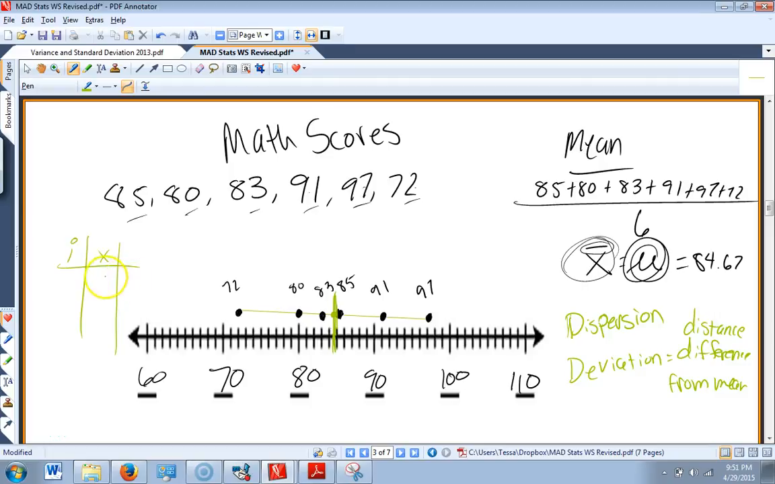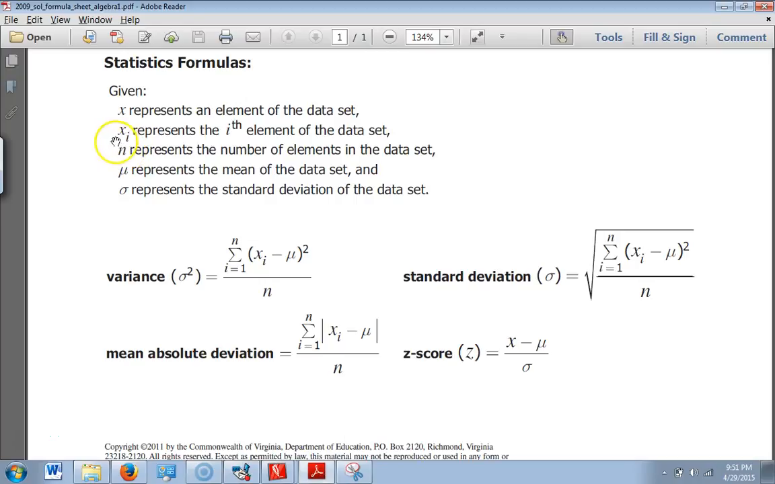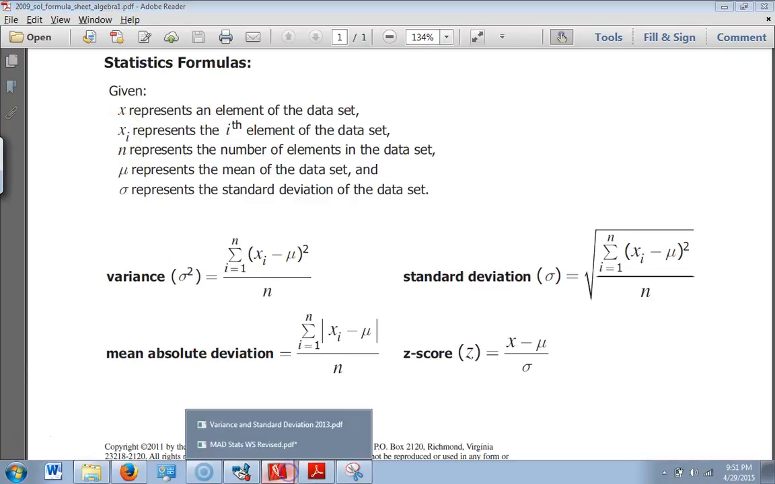Okay, so x is each element of the data set. And if we look at the formula sheet, we also see this xi that you need to understand. The xi means the ith data point. And I'll show you what that means right here.